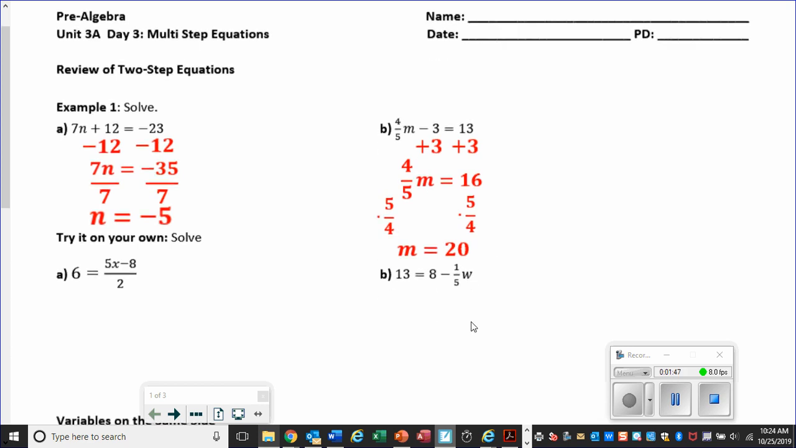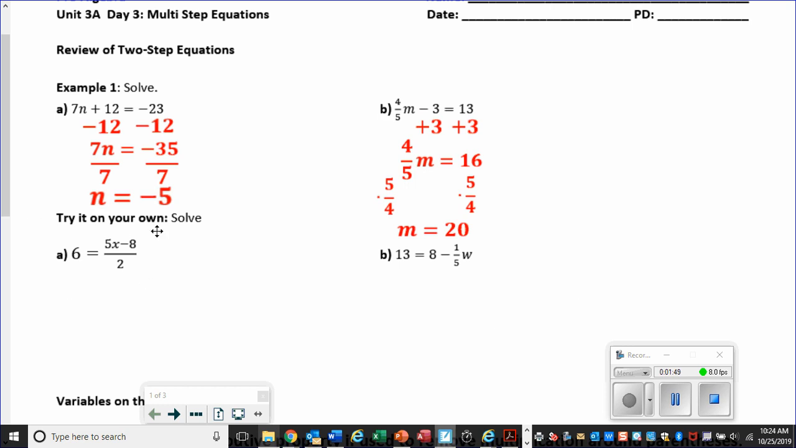Okay? So now you guys are going to try this on your own. Here, it's a little bit harder because you have to undo this divided by 2 first. So undo the whole thing first, then you can go ahead and treat it like our examples. Okay? So you can pause the video now and do that now, or come back to it at the end.